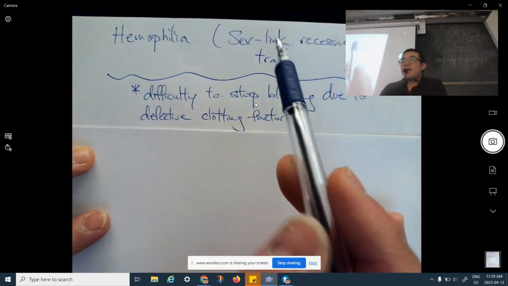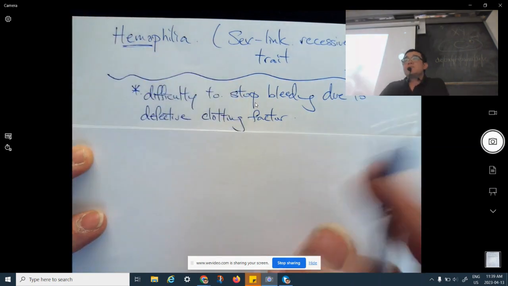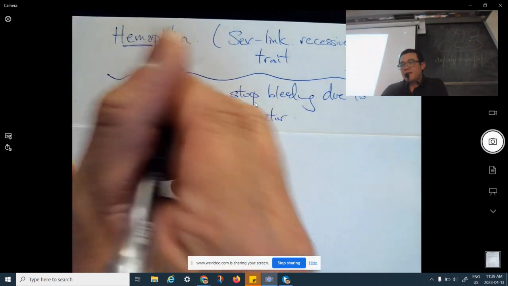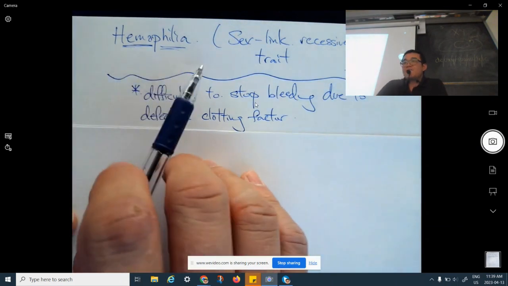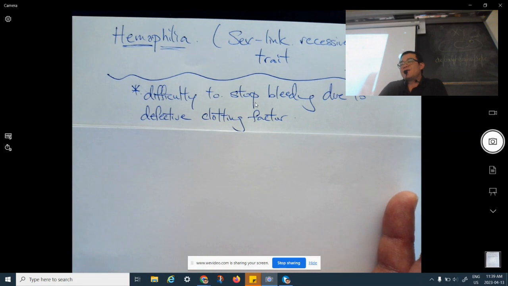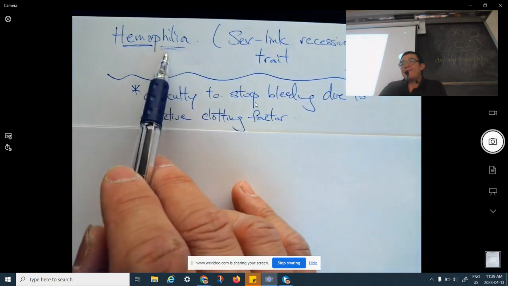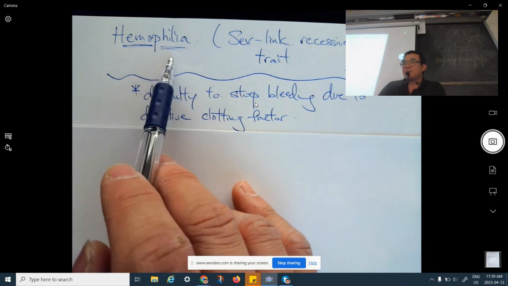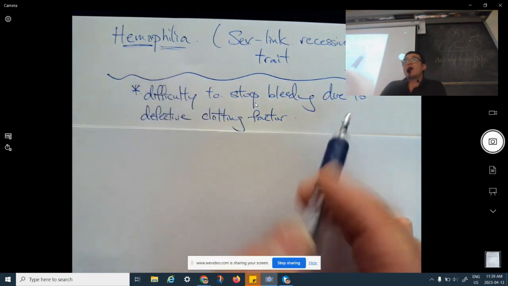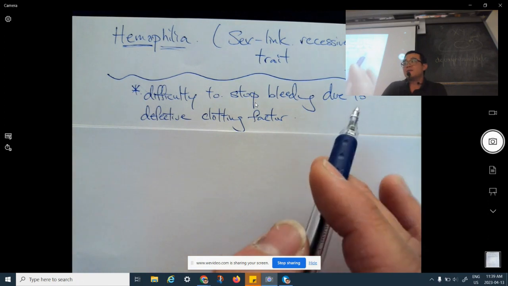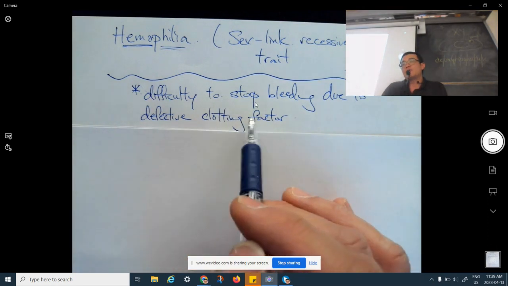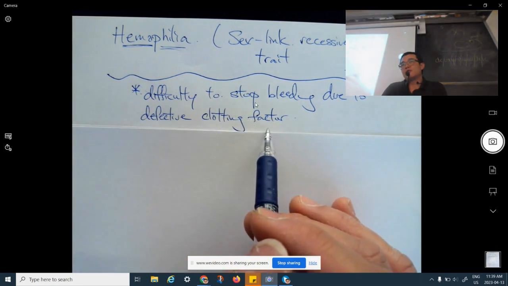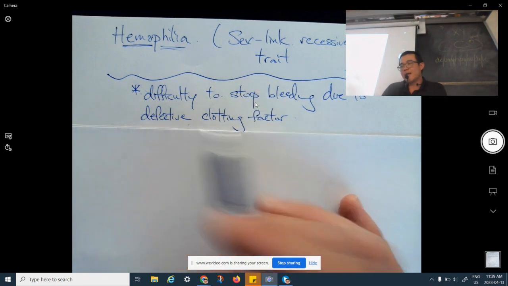Hemophilia. Hemo means blood. Philia means love of or like. So hemophilia means like blood. It's really a weird naming, because people who have hemophilia don't actually like blood. It's the fact that they can't stop bleeding. They have difficulty stopping bleeding, because one of the proteins in the clotting factor doesn't work. It's defective. So that's a problem.